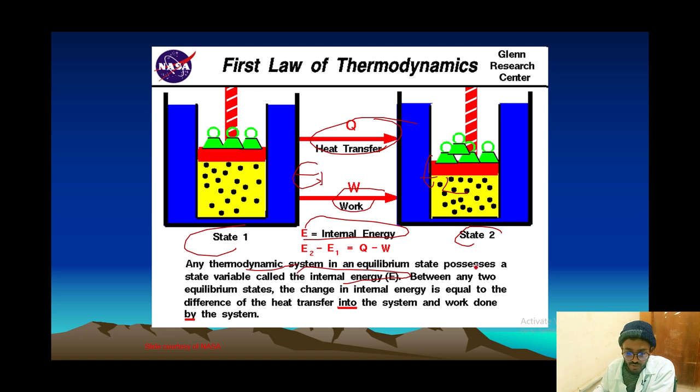Between any two equilibrium states, the change in internal energy is equal to the difference of heat transfer into the system and work done by the system. Heat transfer into the system and work done by the system. So we call this the first law of thermodynamics.